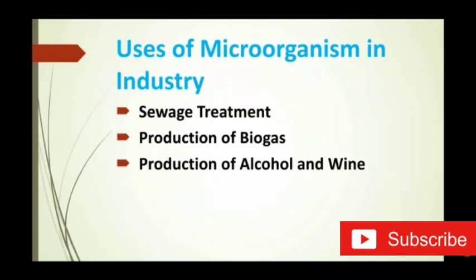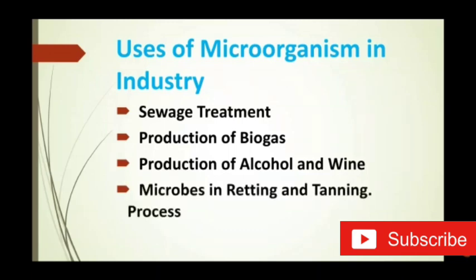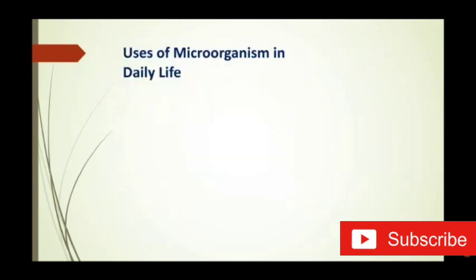Alcohol drinks are prepared by fermentation process using yeast. Fourth one, microbes in retting and tanning process. Pseudomonas and some bacteria are involved in retting and tanning process, where animal skins are made soft. Next, we learn about uses of microorganisms in daily life.